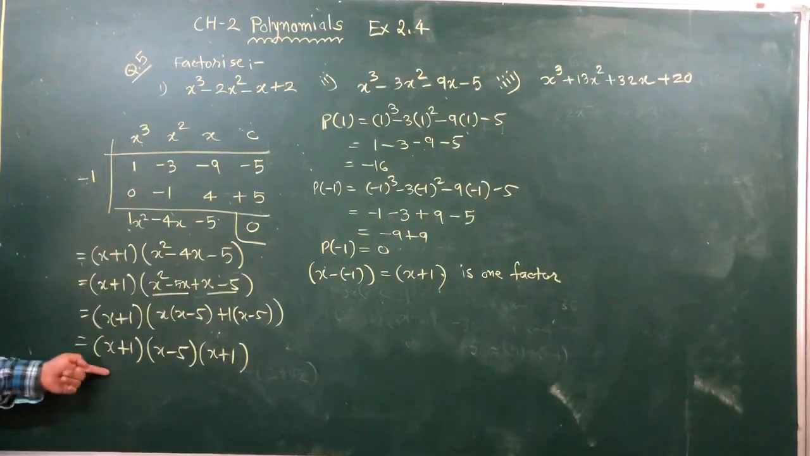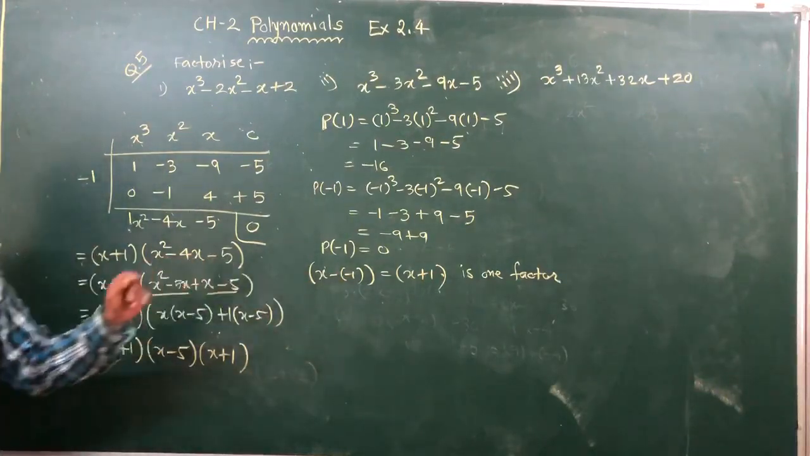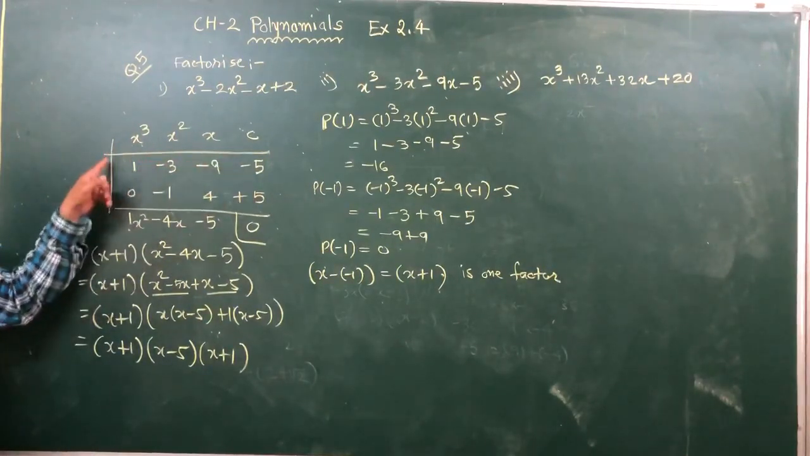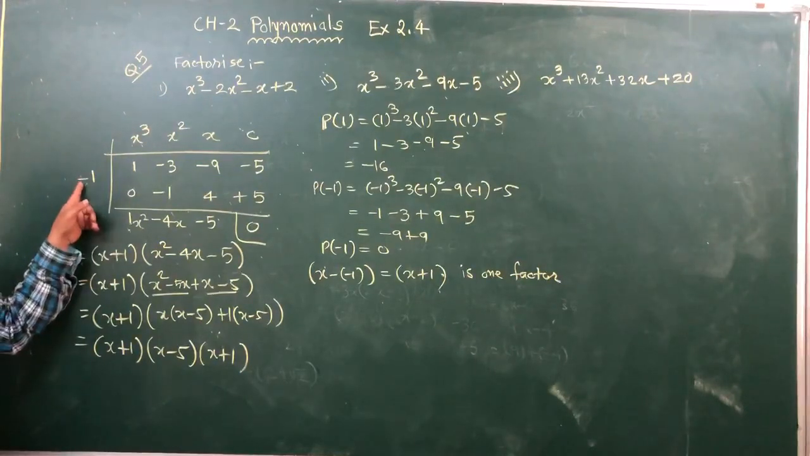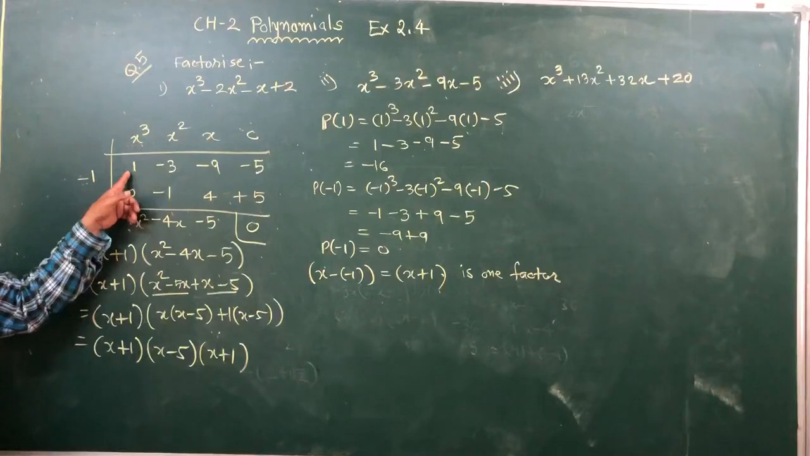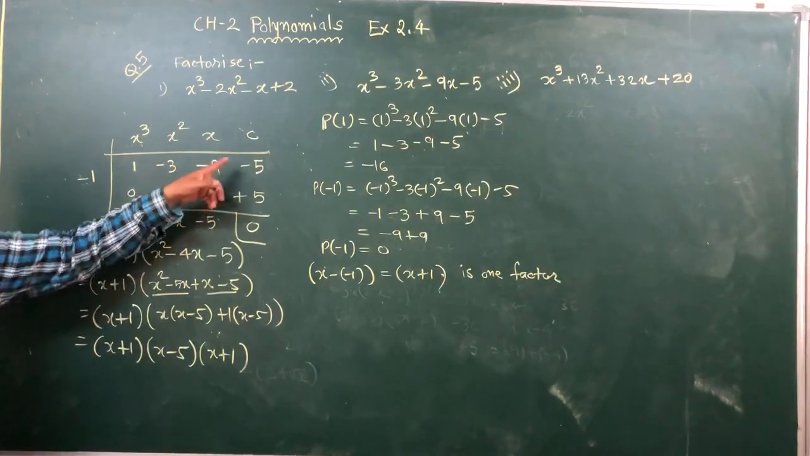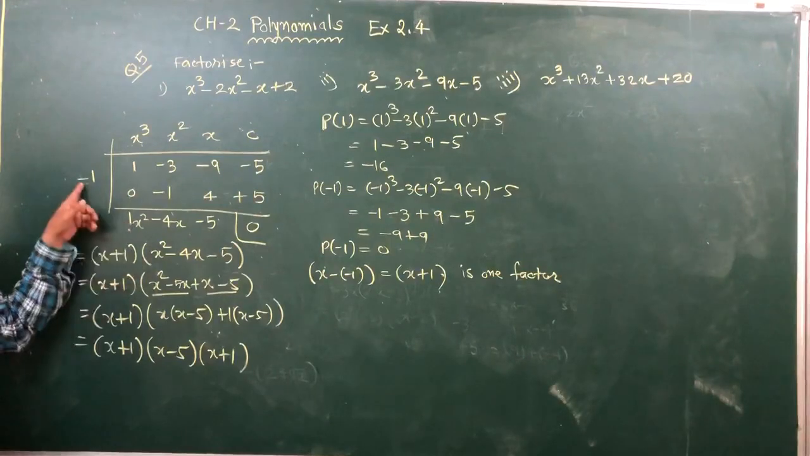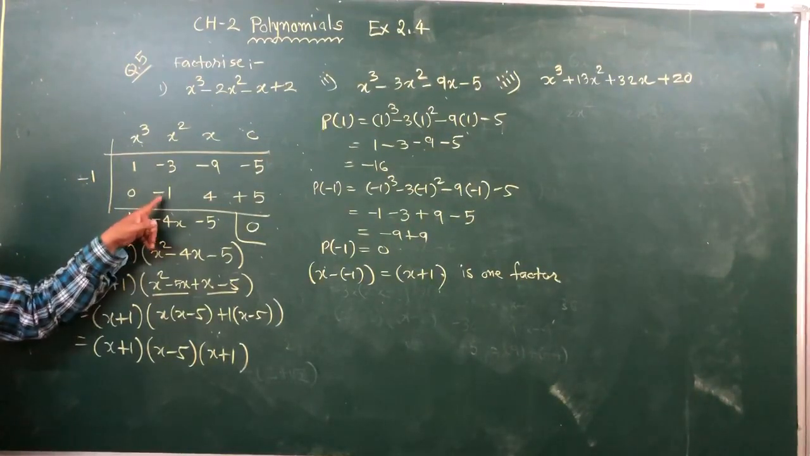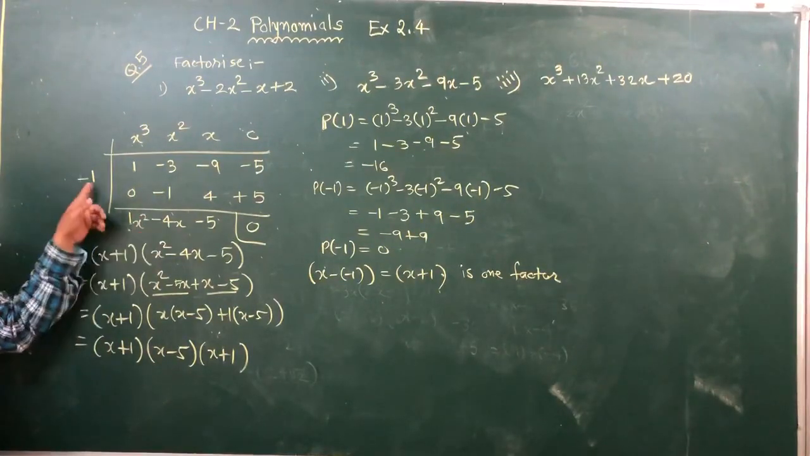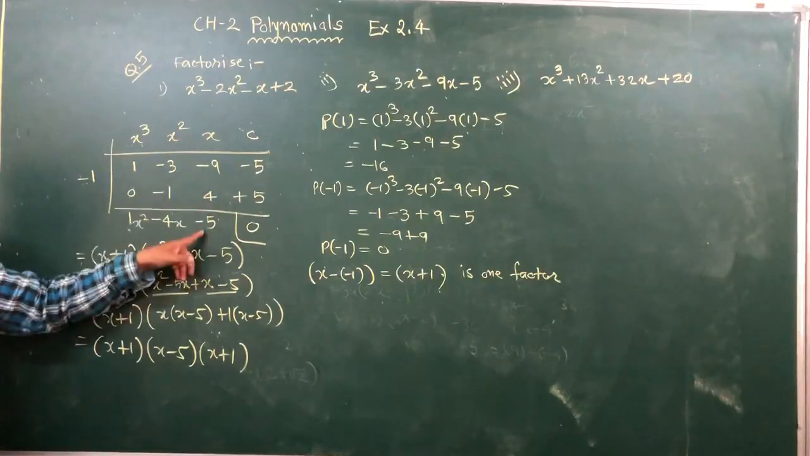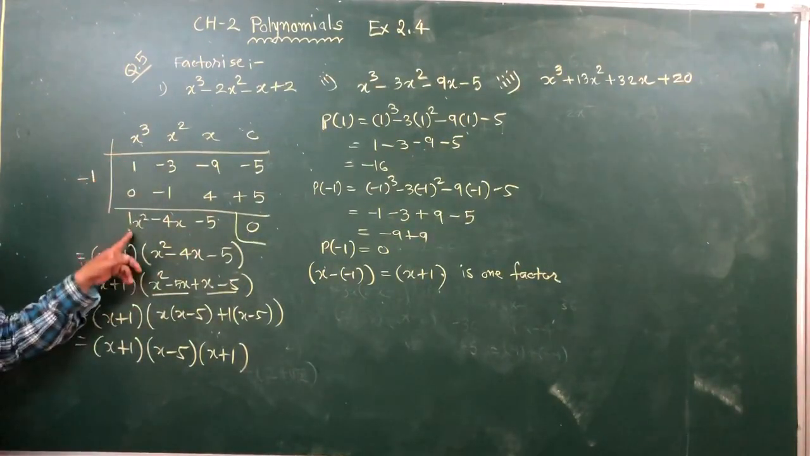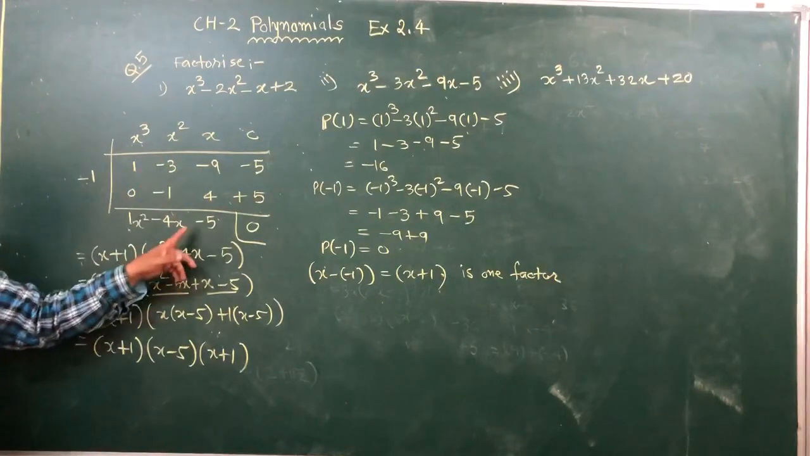See from here once again: when you already know that x plus 1 is a factor, then write x cube, x square, x, constant, and then x plus 1 is the factor, so minus 1 you write outside. Then the coefficients: x cube is 1, minus 3, coefficient of x is minus 9, constant minus 5. Always below the first term you write 0 and add them, 1. Now this 1 into minus 1, whatever answer, you write it here, minus 1, add them, minus 4, multiply and write here plus 4, add them, minus 5. Then plus 5 you write here, you are getting 0, which means you are correct. One power less you write here: x square, here x, and this is now your constant.